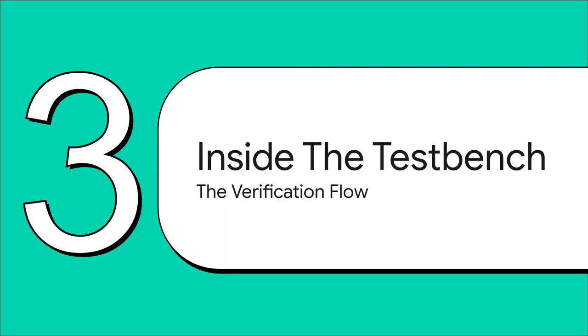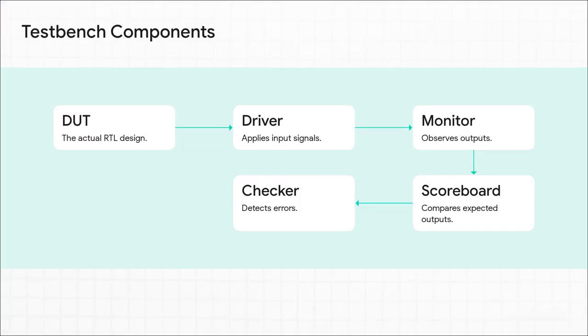Moving right along to Section 3, inside the test bench. To actually test a chip, engineers build this entirely separate, complex environment called a test bench, and it consists of 5 main components all working together in total harmony. First, we have the DUT, or Design Under Test. That's the actual RTL code we're evaluating.